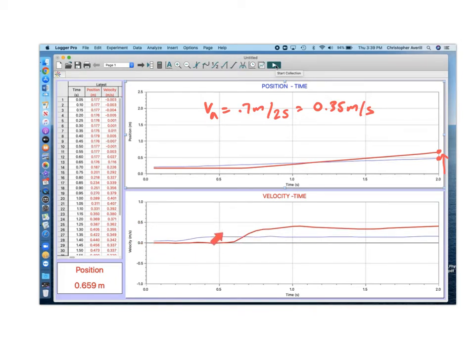We also have this added bonus of knowing that for the first half second, my box was stationary, it didn't move, it just stayed in the same position, and then it started going at a constant speed away.